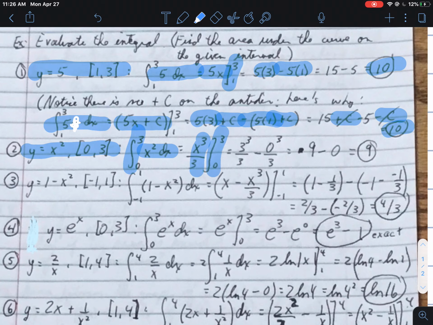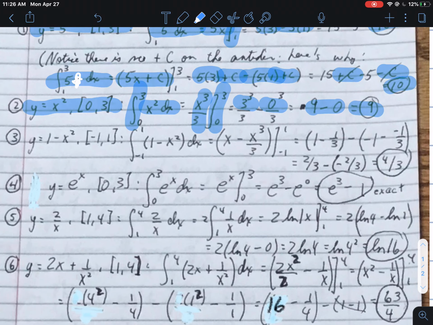And again, you always plug in the upper limit first. So I've got 3 cubed over 3 minus, plug in the lower limit, which is 0 cubed over 3. And then you're doing your calculation. So 3 cubed is 27, over 3 is 9, minus 0, or 9. And there's our area.